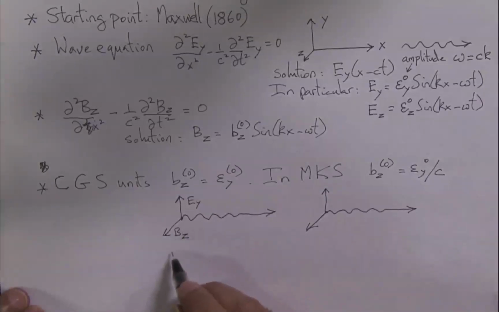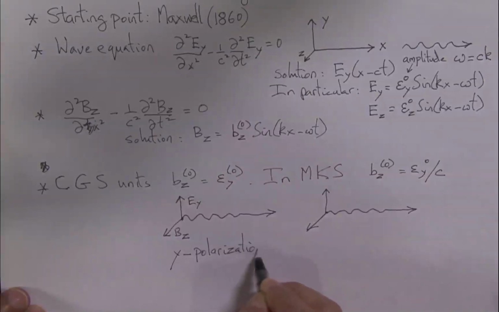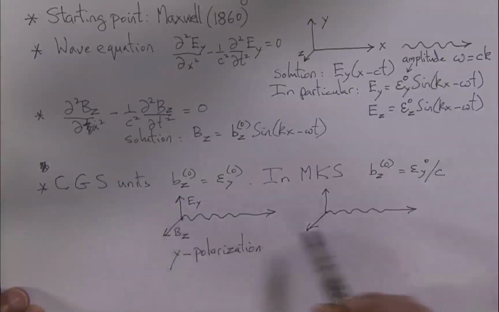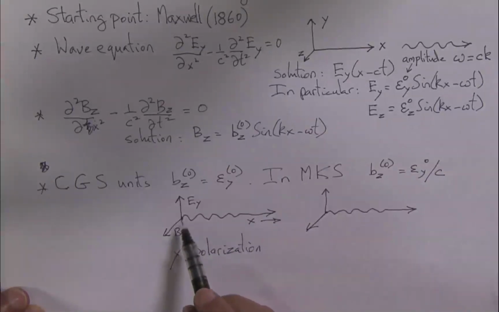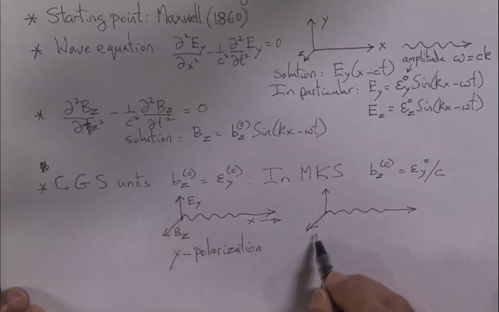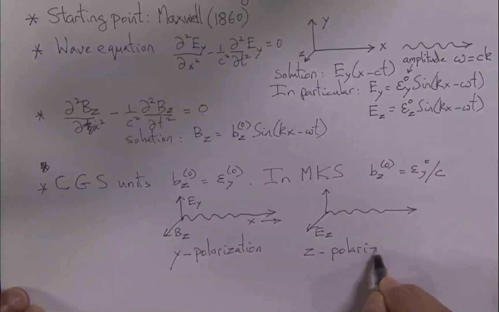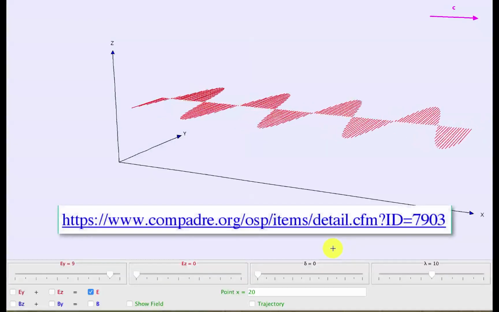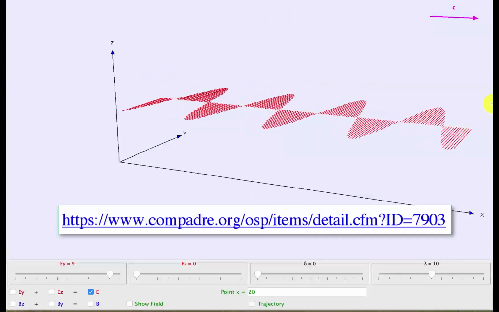This is what is called y polarization. So the polarization is the direction of the electric field. So in this case, this being the x direction, the electric field is in the y direction. In this case, the electric field is in the z direction, and guess what? We're going to call this a z polarization.